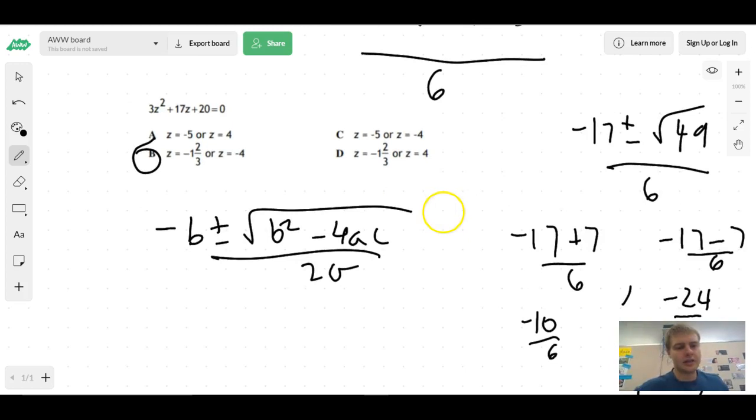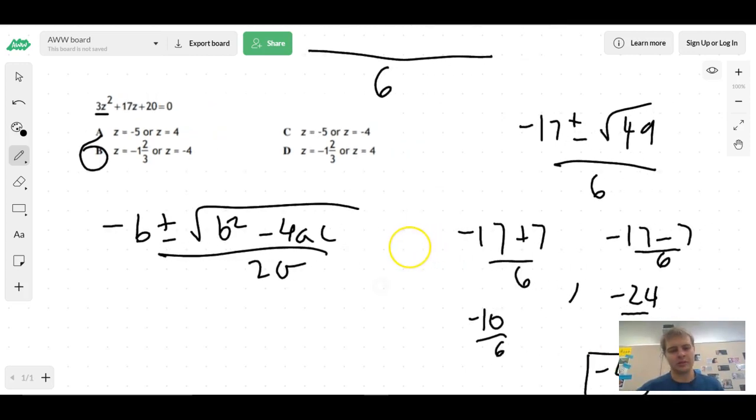So again, anytime you see a number in front of the A value, factoring becomes a lot harder. And since factoring becomes a lot harder, what I generally try to do with that is I try to use the quadratic formula. Try the next one.